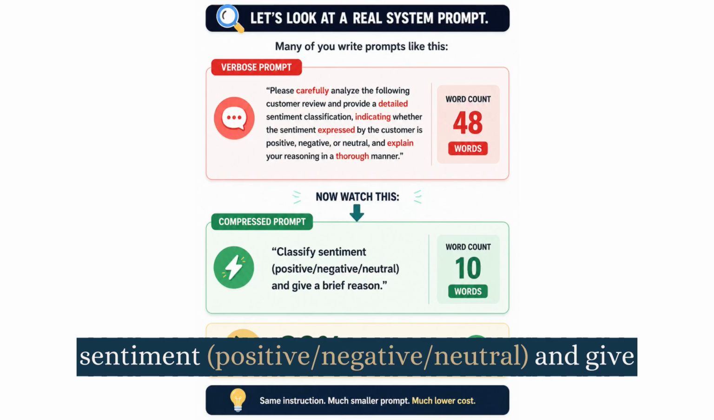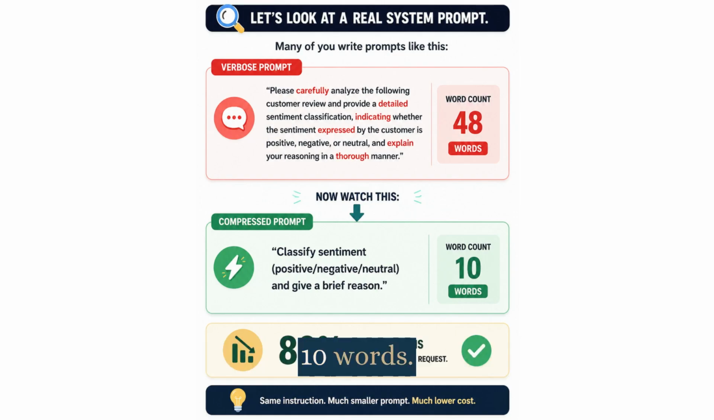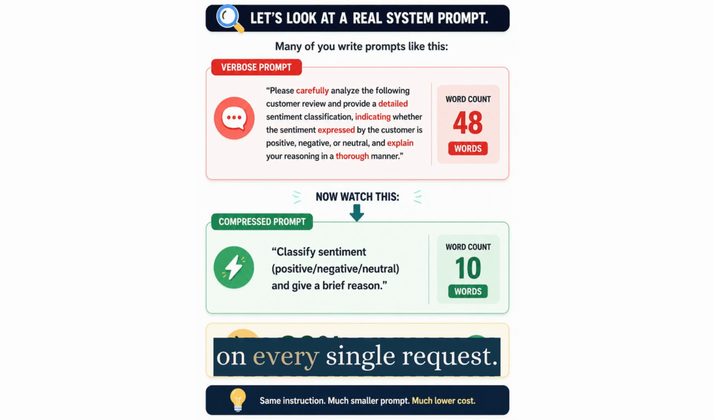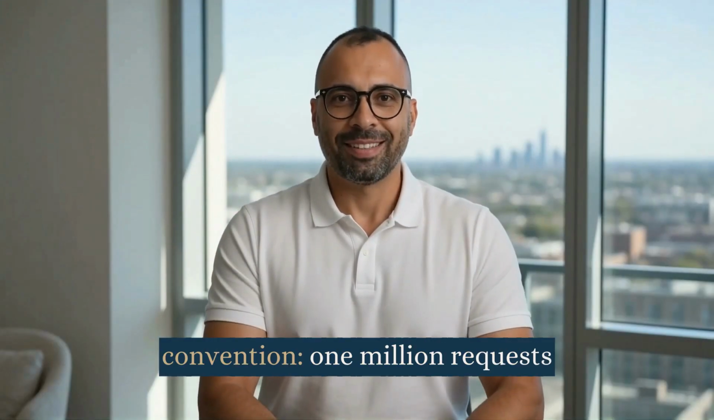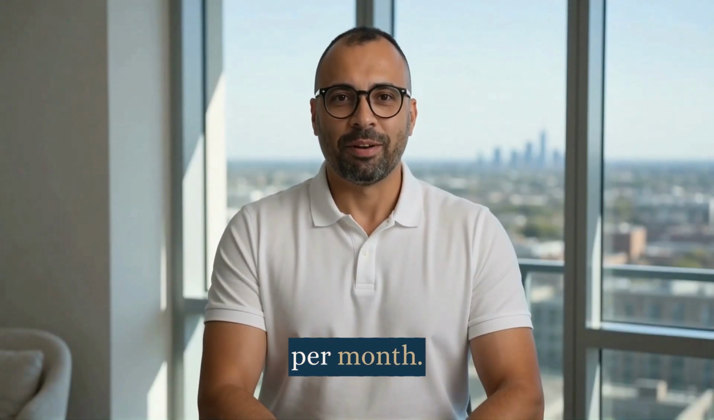Classify sentiment positive slash negative slash neutral and give a brief reason. That's 10 words. Same instruction. 80% fewer tokens on every single request. Now remember our scale convention: 1 million requests per month.